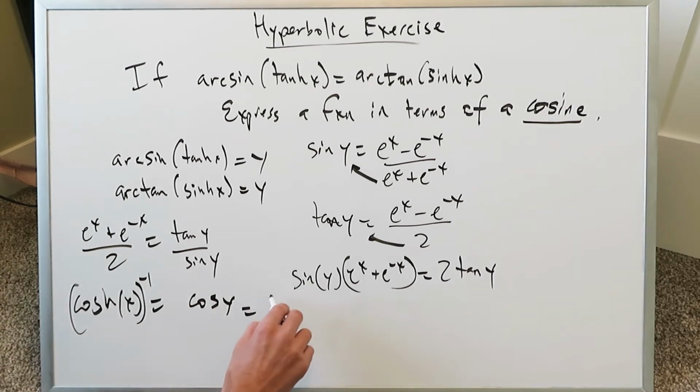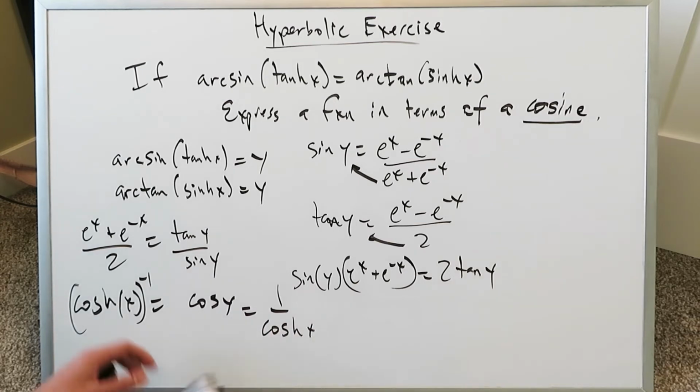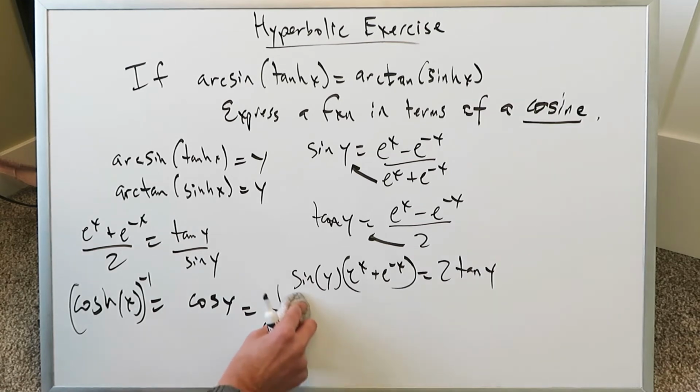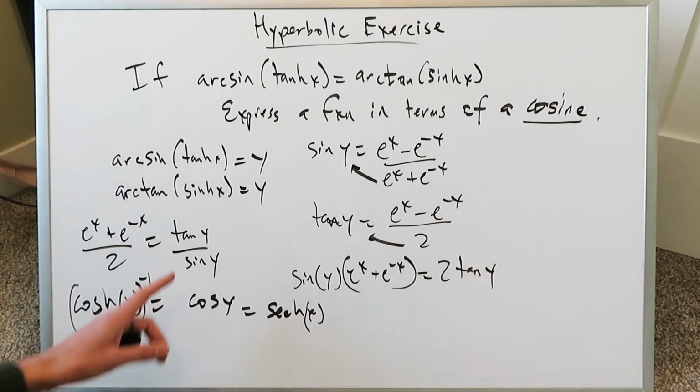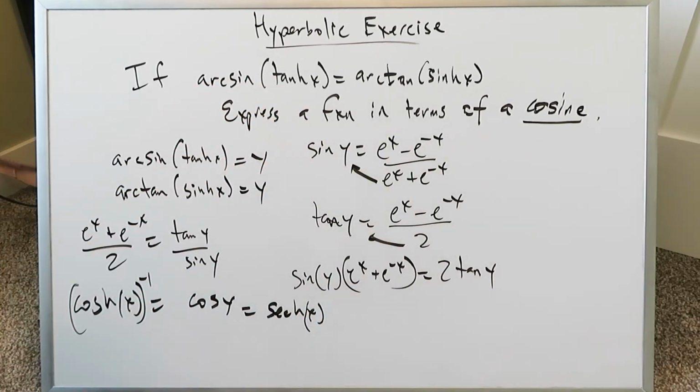Which is equal to 1 over cosine hx, right? 1 over cosine hx, which is the same thing as secant hx. The reciprocal of hyperbolic cosine is a hyperbolic secant, so it's equal to secant hx, and there it is. You've converted that expression, a function, in terms of a cosine, and that's exactly what we've done over here.